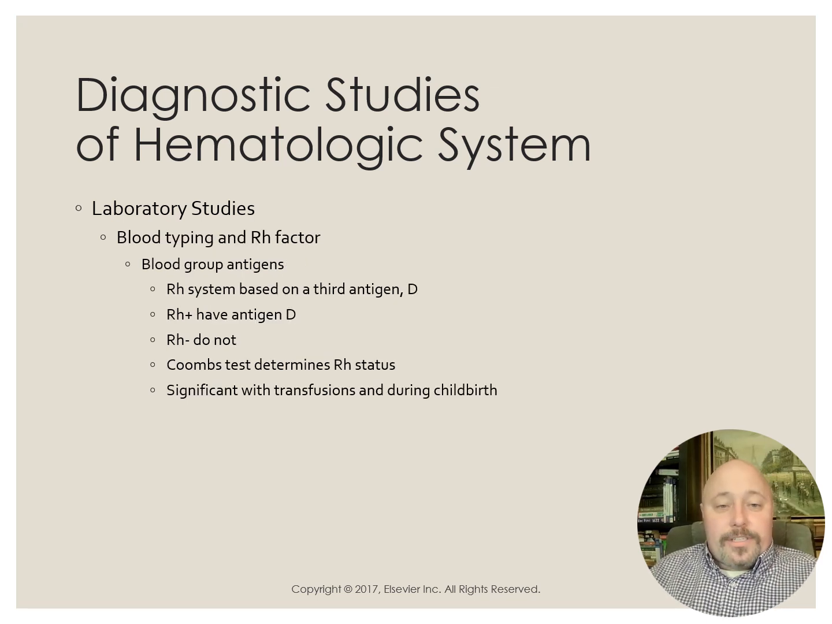The Rh system is based on a third antigen, D, which is also on the red blood cell membrane. Rh-positive people have the D antigen, whereas Rh-negative people do not. A Coombs test is used to evaluate the person's Rh status. As a result of transfusion therapy or during childbirth, an Rh-negative person may be exposed to Rh-positive blood. After exposure during childbirth, the mother forms an antibody, anti-D, which acts against the Rh antigens.